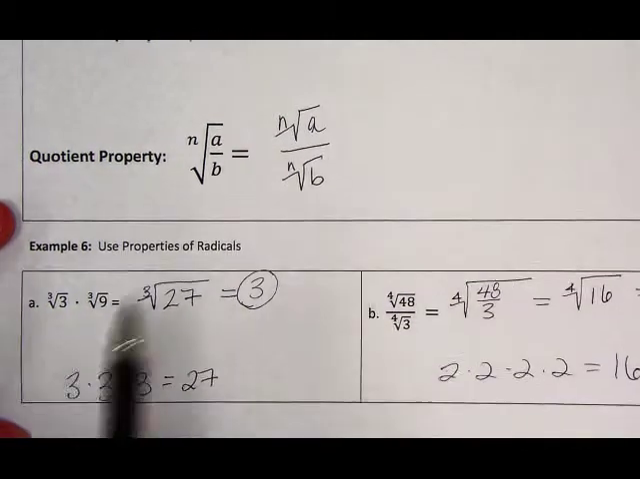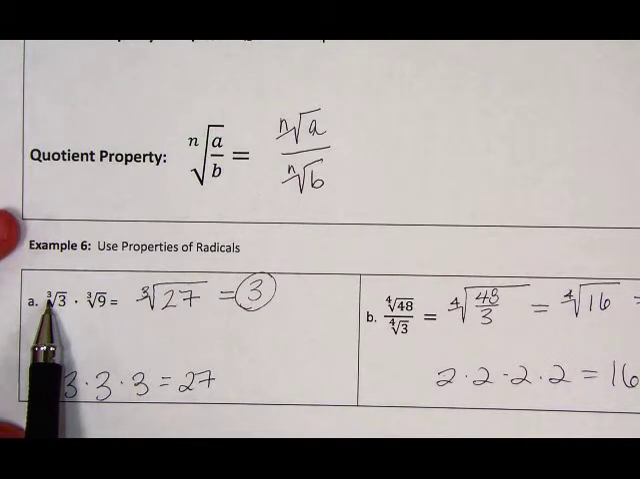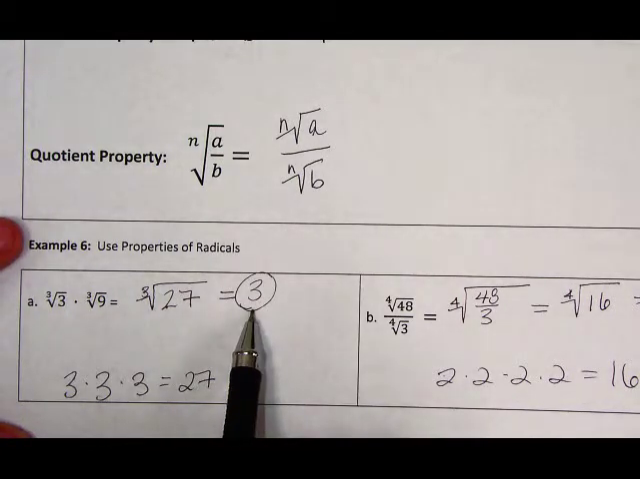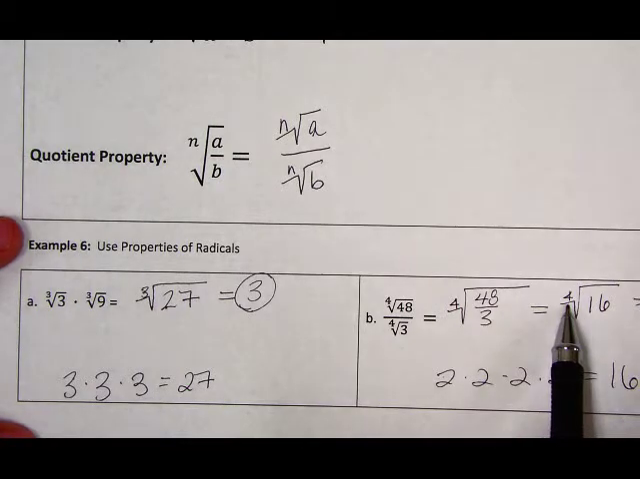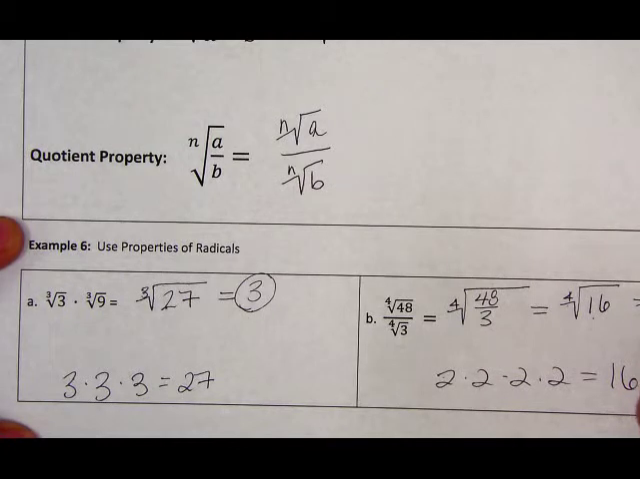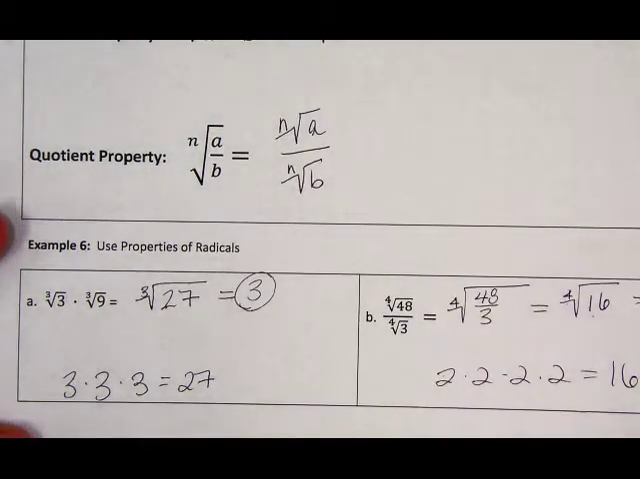Couple quick things: we have an index over here that is odd. We have an inside number that's positive, so we know we have one solution. Here we have a 4th root, so we have our index that is even, an inside number that's positive, so we know we have 2 answers to this guy.